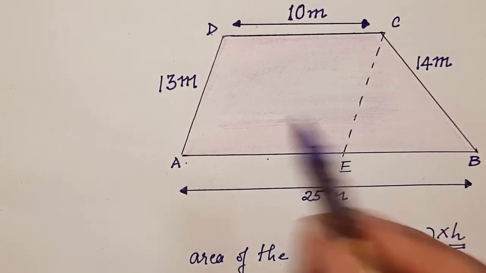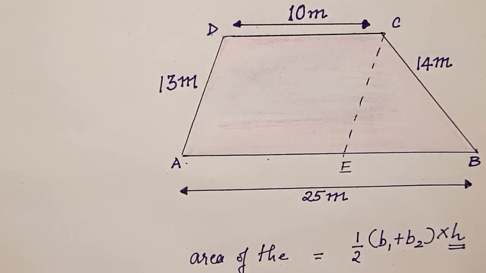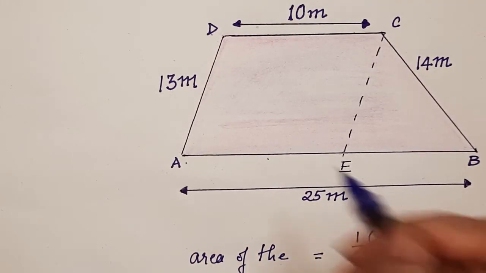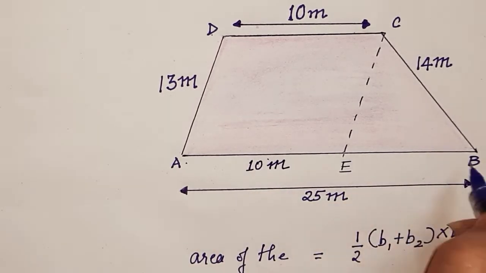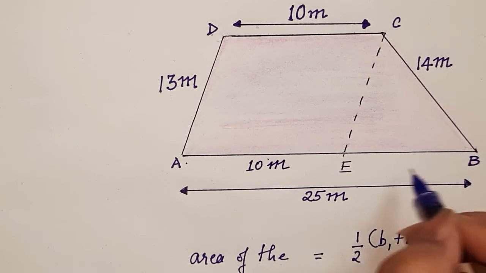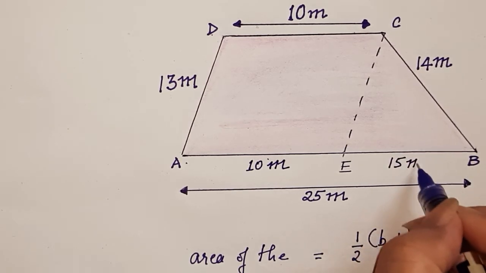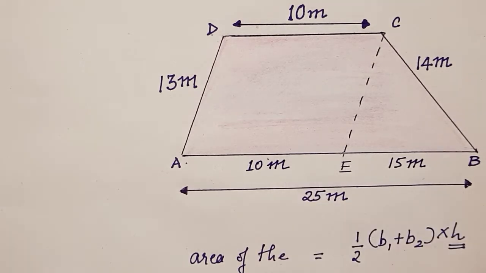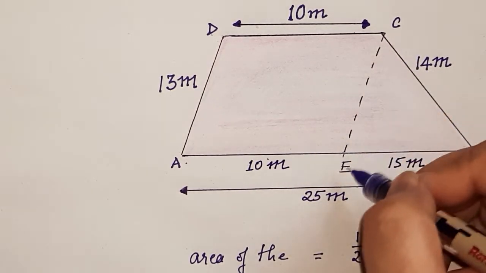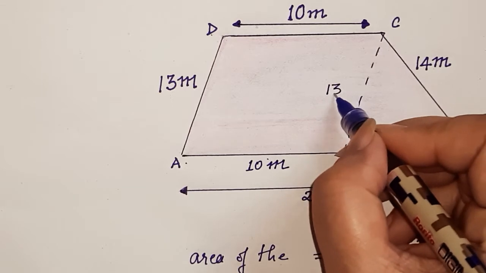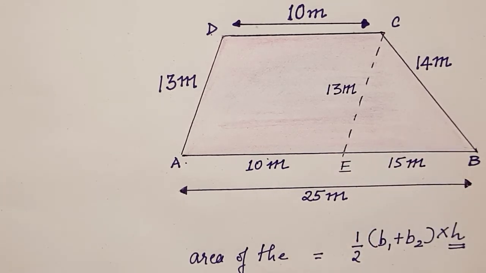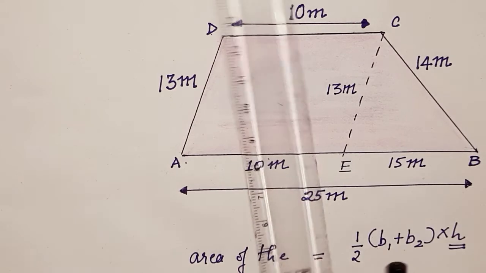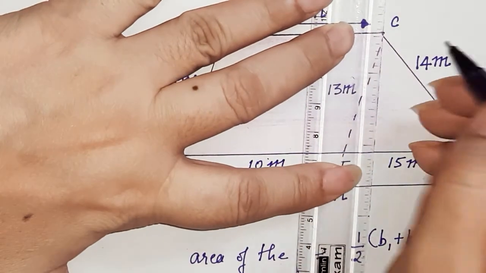Now we will see what is the length of AE. The length of AE will be 10 meters. And what about EB? The length of EB will be 15 meters, that is 25 minus 10. And the side CE, as it is a parallelogram, would be 13 meters. Still, this is not enough to find the height of the trapezium. So therefore, we will now construct the height of the trapezium.